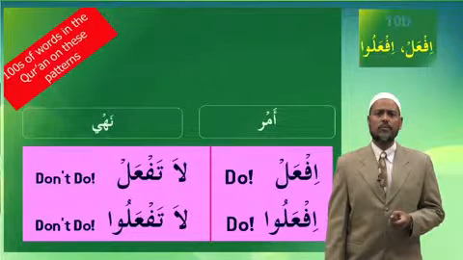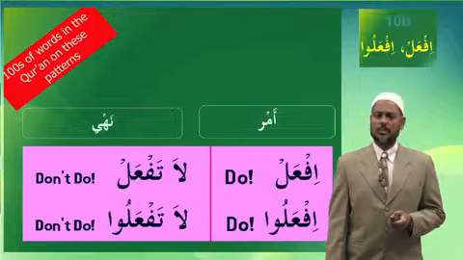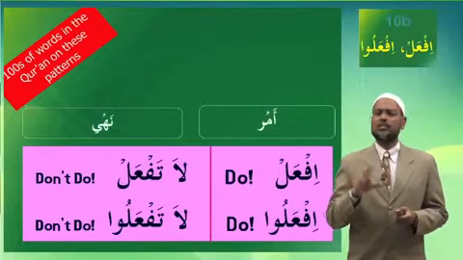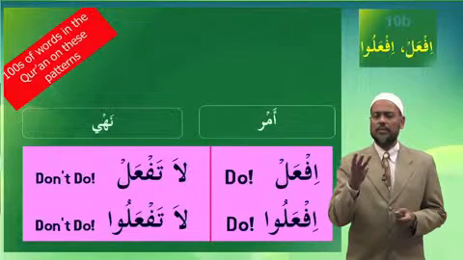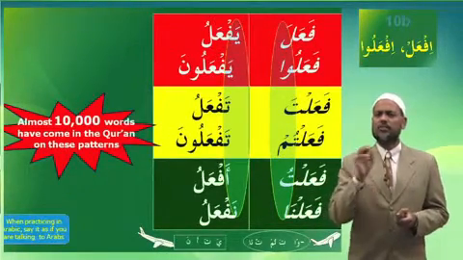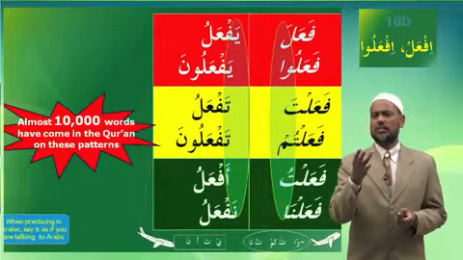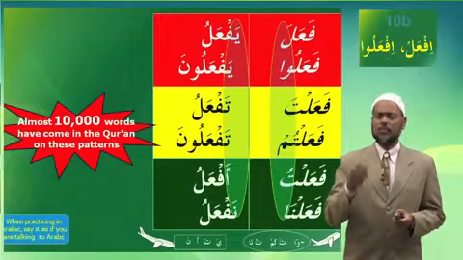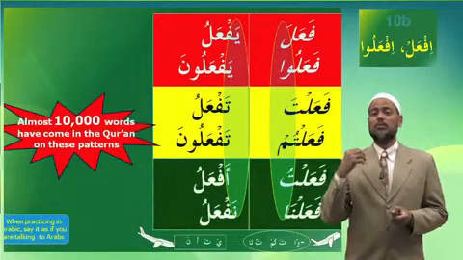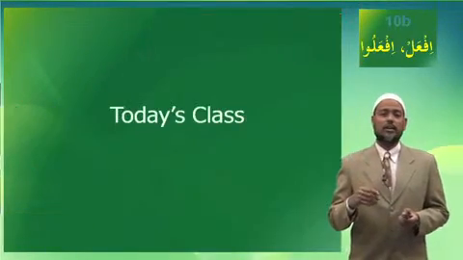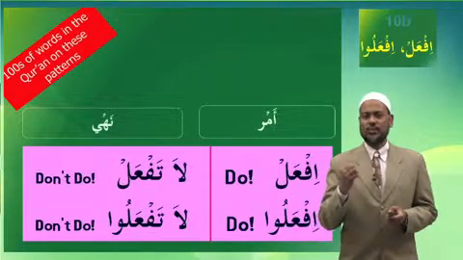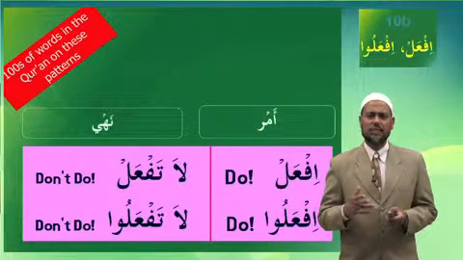In today's class we will learn imperative and prohibitive, order and prohibition. How do you order in Arabic? Using the same three root letters fa'ala. You see we are making all these forms, fa'ala, fa'alu, fa'alta, fa'altum, yaf'alu, taf'aluna, mashaAllah, from the same three root letters. Arabic language is extremely powerful. With three root letters you can make not only 10, 20, but in fact more than 200-300 words. So in today's class we will learn imperative and negative using the same three root letters fa'ala.